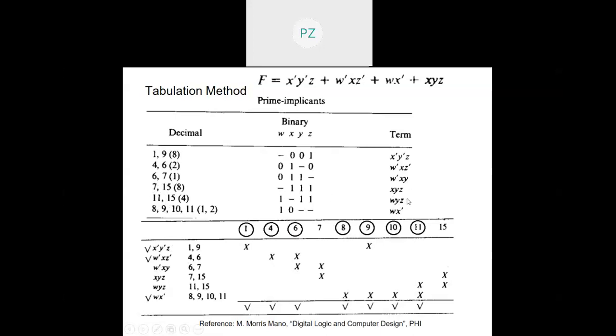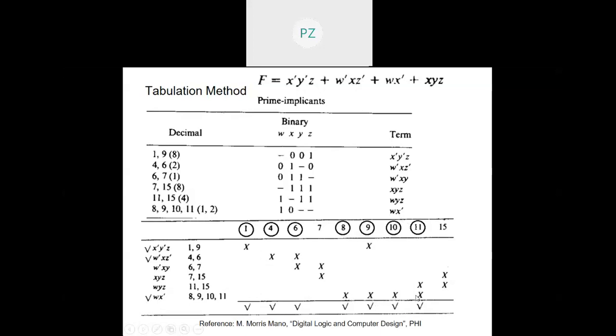Next is xyz. So I write xyz here, and since xyz covers 7 and 15, a cross corresponding to 7 and 15. Why I'm doing this will be clear shortly. Then wyz covers 11 and 15, so a cross corresponding to 11 and 15. Last but not the least, wx dash covers 8, 9, 10, 11, so 4 crosses.